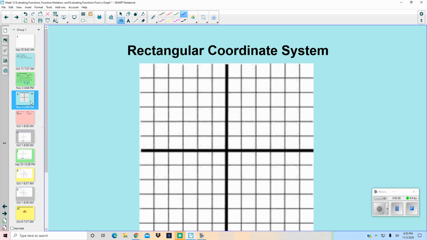Now we're talking about graphs on a rectangular coordinate system. And just to review that a little bit, a rectangular coordinate system has two axes. We use generic x and y axes, but if you're talking about an application, you might be talking about distance and time, for example. But we have an origin, which has the ordered pair of 0, 0, and we have quadrants. Here's the first quadrant, second quadrant, third quadrant, and fourth quadrant.